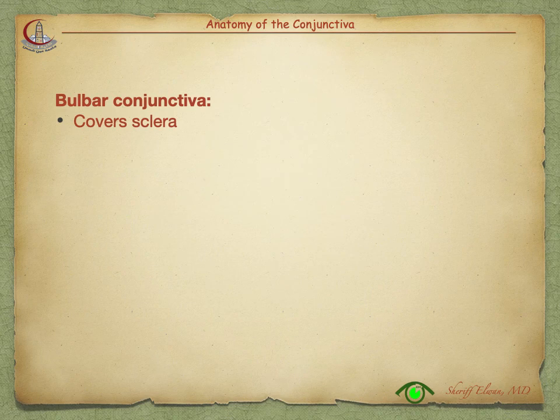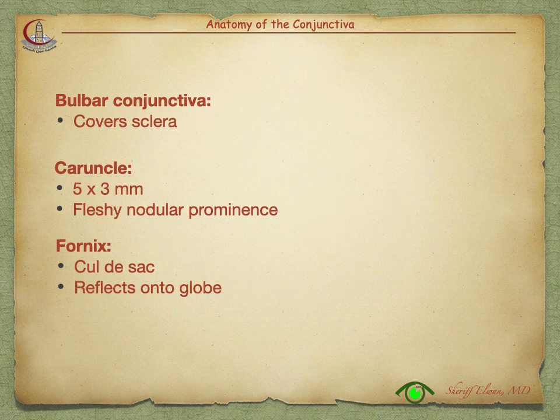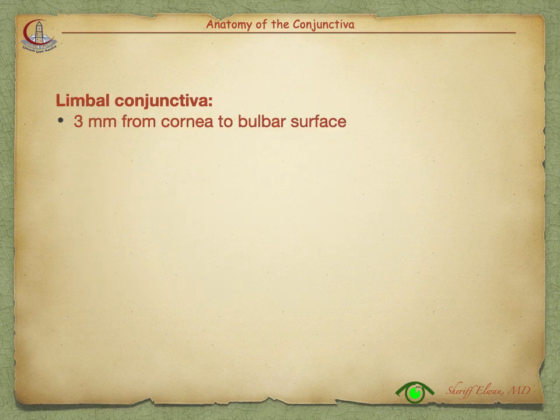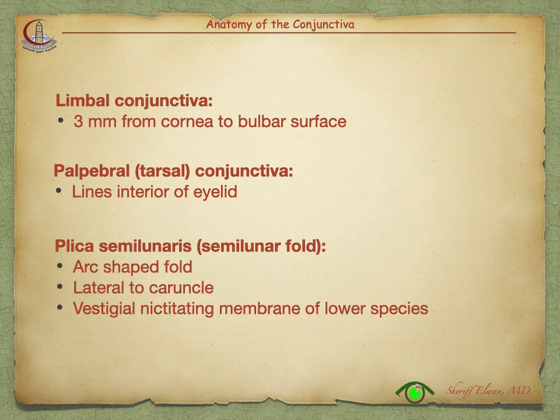Now the bulbar conjunctiva covers the sclera, and the caruncle is a small mass, 5 by 3 millimeters, fleshy and nodular, and the fornix, as we said, is the cul-de-sac that reflects onto the globe. The limbal conjunctiva is 3 millimeters from the cornea to the bulbar surface, and the palpebral conjunctiva or the tarsal conjunctiva lines the interior of the eyelids.